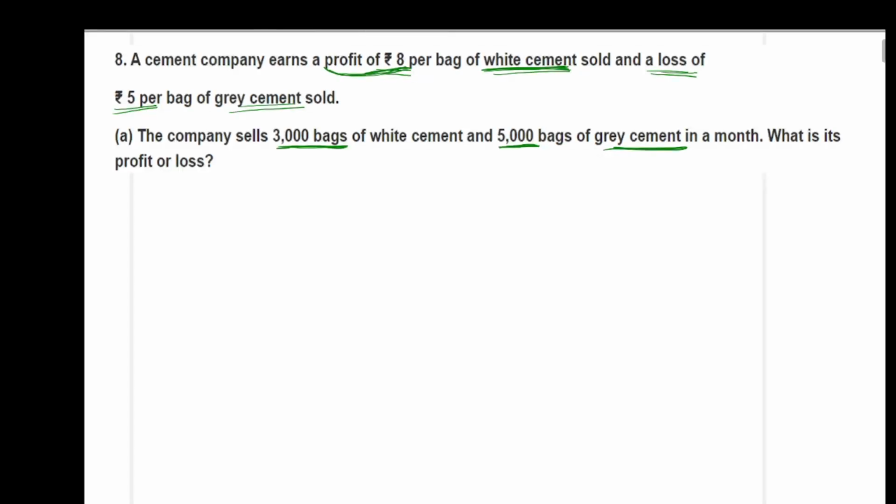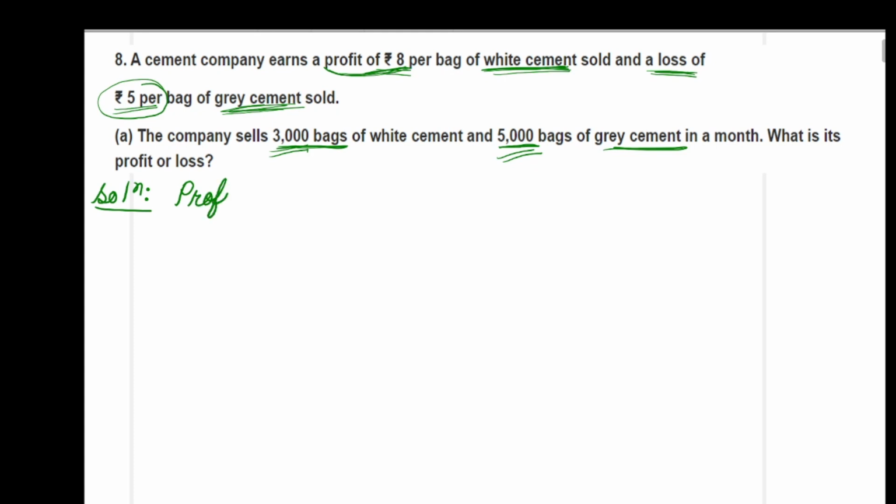Again, for selling grey cement, the loss is what? Per bag it is 5. Now they are selling 3000 white bags and 5000 grey bags. So what will be the profit or loss? First we have to find out whether it is profit or loss. Now come to the answer. First we have to write the profit of one white cement bag.